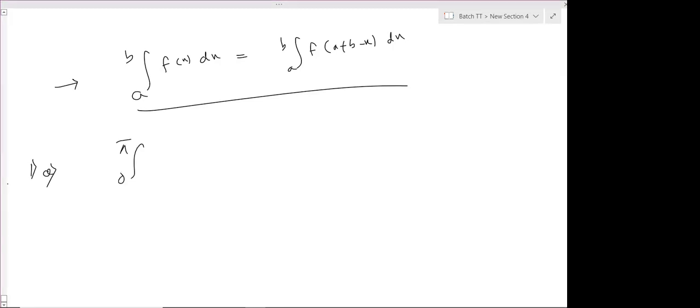Integral from 0 to pi of e to the power cos x, whole divided by e to the power cos x plus e to the power minus cos x, dx. Let's try to solve it. Same property.